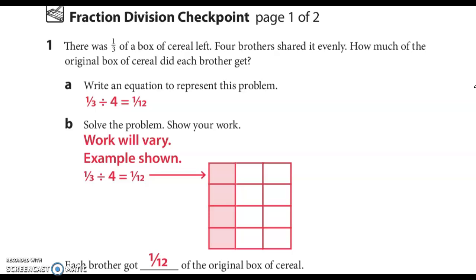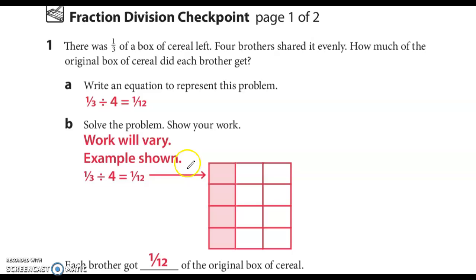Number one, there was 1/3 of a box of cereal left. Four brothers shared it evenly. How much of the original box of cereal did each brother get? Well, your equation is going to be you're taking the 1/3 box of cereal and you're dividing it by four boys. Next, it says solve the problem, show your work.